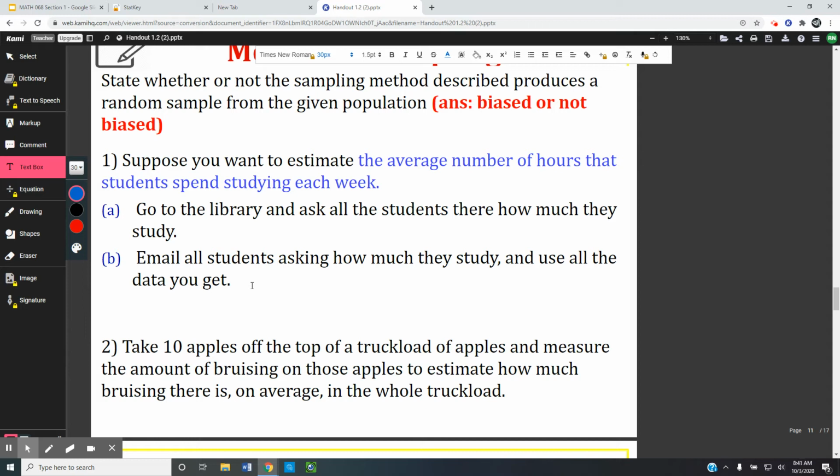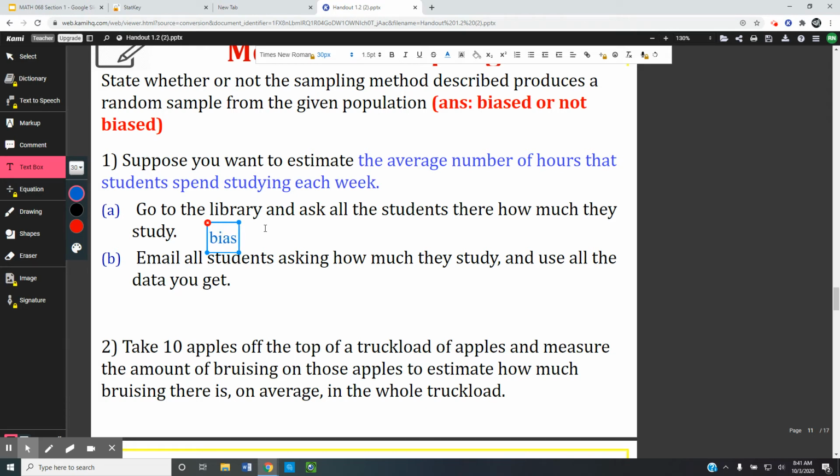State whether this is a bias or a non-bias situation. Suppose you want to estimate the average number of hours that students spend studying each week. So I'm looking for studying hours. You go to the library and you ask all the students there how much they study. Well, think about what you've done. You've just gone to an environment which people normally go to study, and you're asking, are you studying? This is a bias situation.